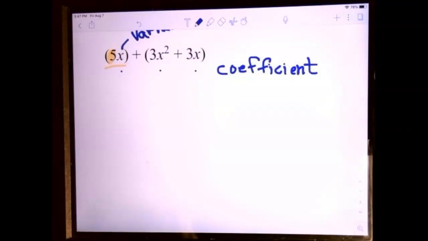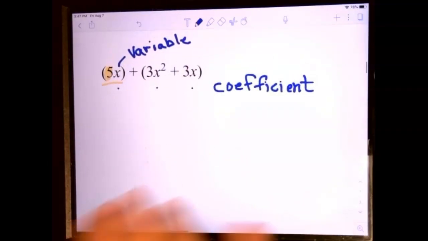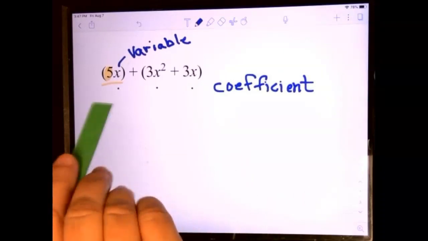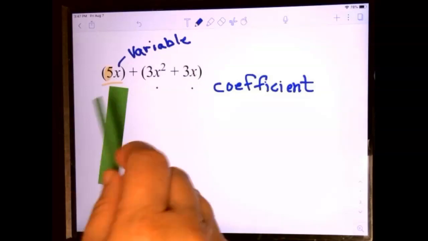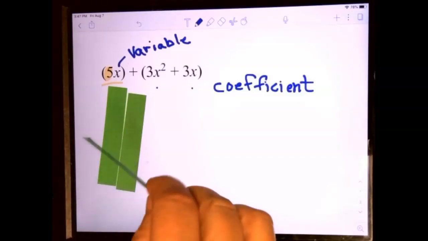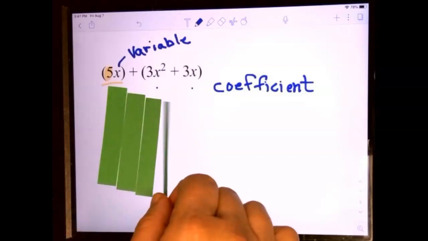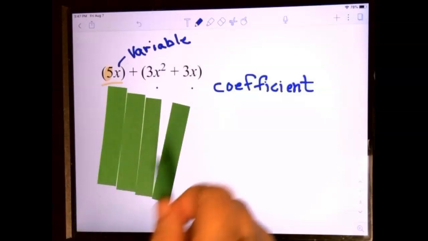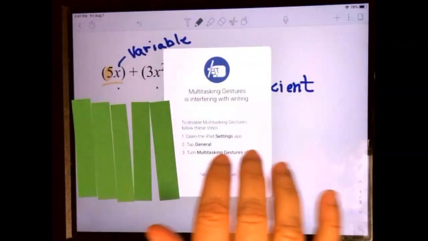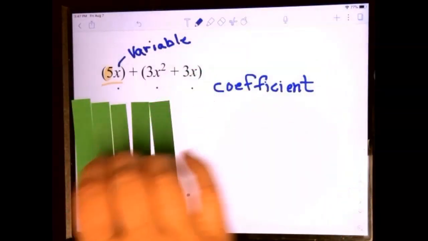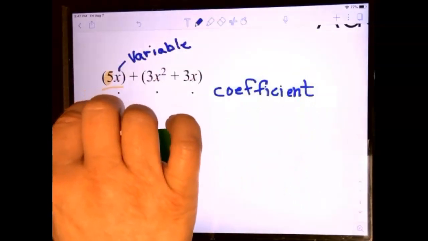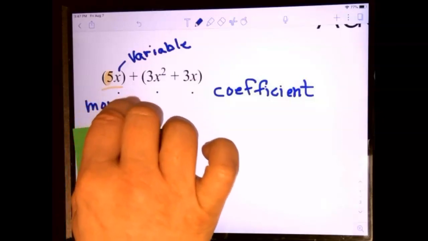So let's get back to our algebra tiles. Put that word up there in case you didn't get it. So 5 x's, and they're positive, so I need 1, 2, 3, 4, 5. And that represents that first monomial. Okay, so a monomial. That's an O.